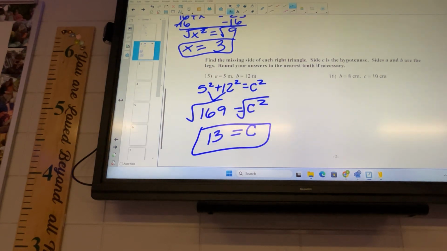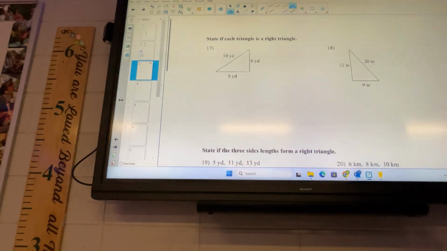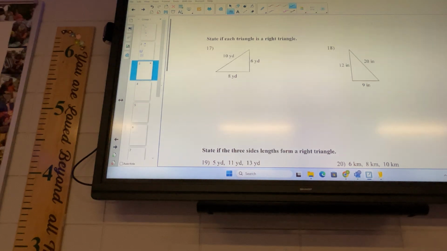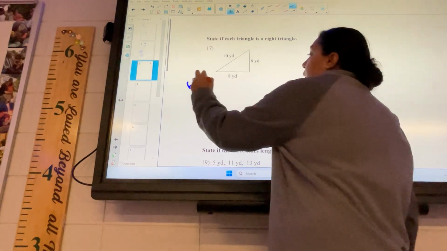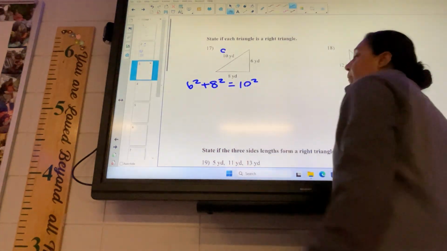Okay, 17. We're going to say a squared plus b squared equals c squared. Which one is my c? The 10, okay, because it's the biggest. So we're going to say 6 squared plus 8 squared equals 10 squared. Okay, this is my c.